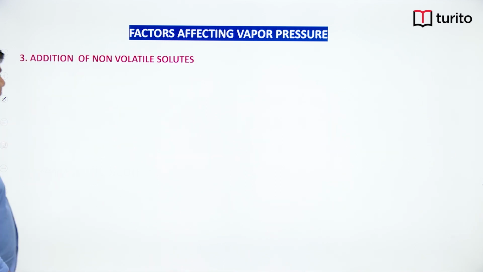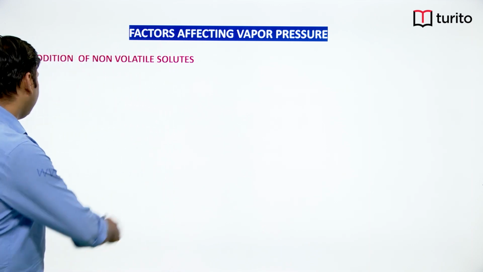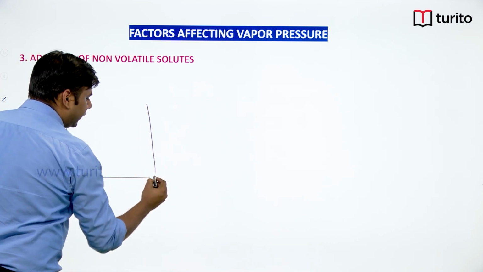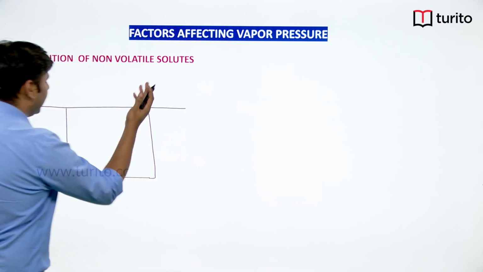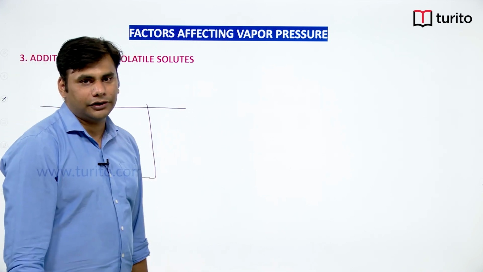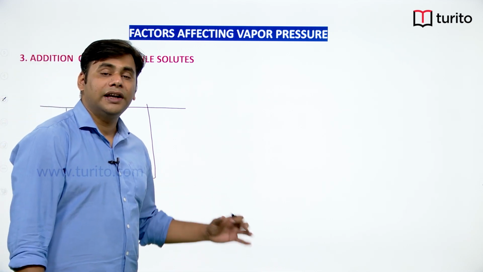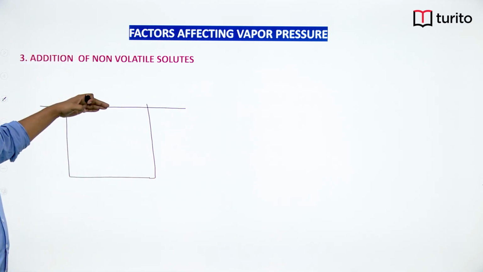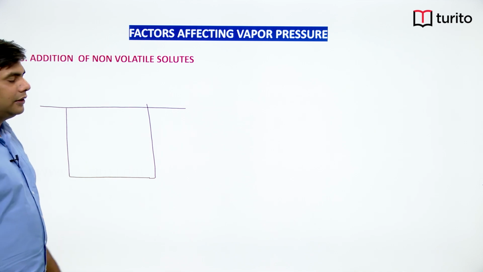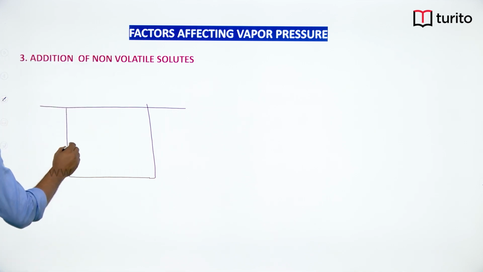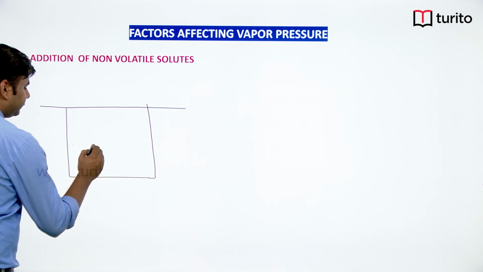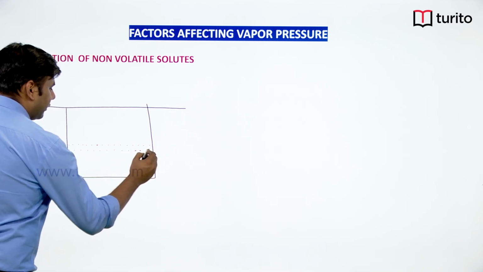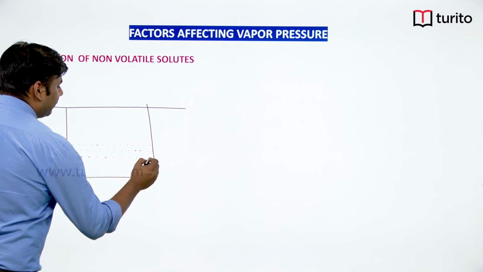The third important factor is the addition of a non-volatile solute. Now suppose we have a container. Obviously we are talking about a closed container, because if we open the container the vapor will escape out and there would be no vapor pressure. Then the pressure exerted on the surface would be the same as the atmospheric pressure. So the container has to be closed so that the vapor formed from the liquid exerts pressure on the liquid surface, because if you open the container the vapor would escape and the atmosphere would exert the pressure on the surface.